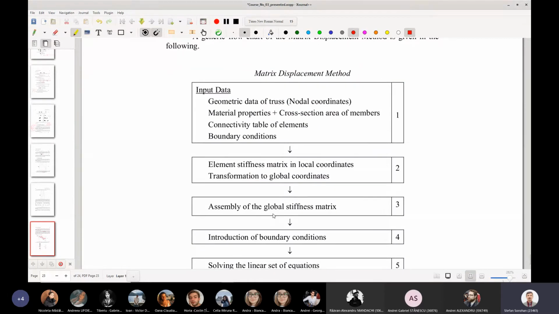So again, just a few words, and after that we stop. In the matrix method, we have the geometry of the model. We know the material property, cross-section area. We know also the connectivity and boundary condition. This is the input data for a particular problem. Then we can write the element stiffness matrix in the local system of coordinates, which was notated with small k. Then we transform this one to the global system of coordinates using the transformation matrix, which is this one.